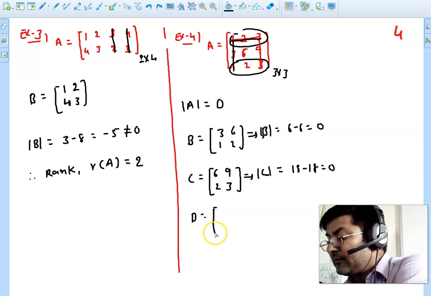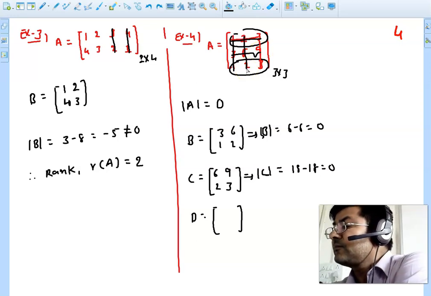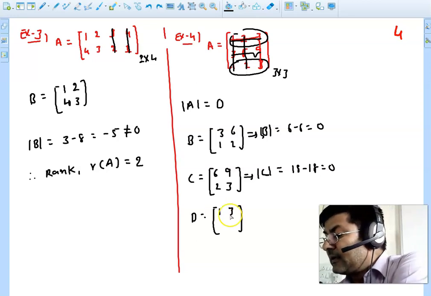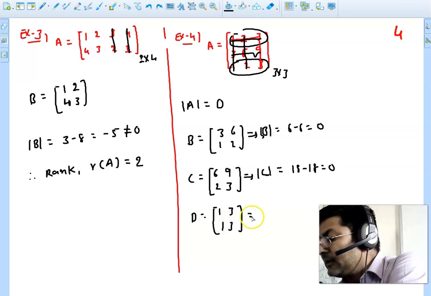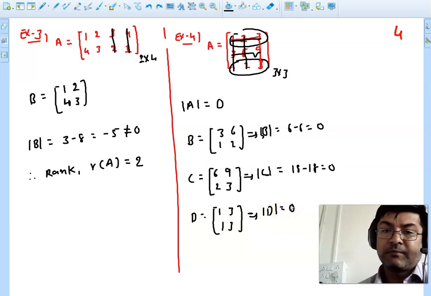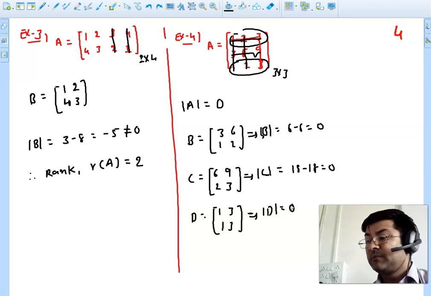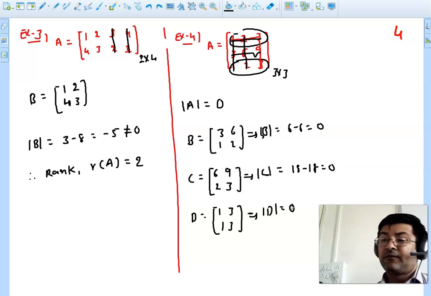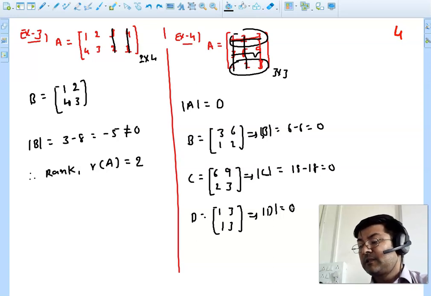Let us try to obtain another matrix. Suppose I am deleting the second row and second column, so I have entries 1 3, 1 3. Obviously this is also going to be 0. So what we notice, all the square submatrices of order 2 will be singular, because the determinant of each of these matrices will be 0. Clear? And therefore the rank will not be 2. Obviously in that case the rank of this matrix will be 1.